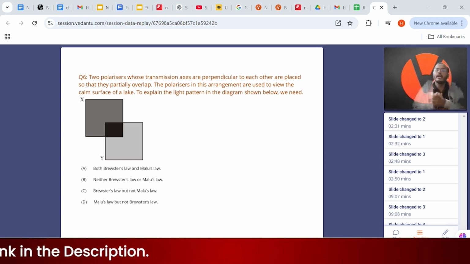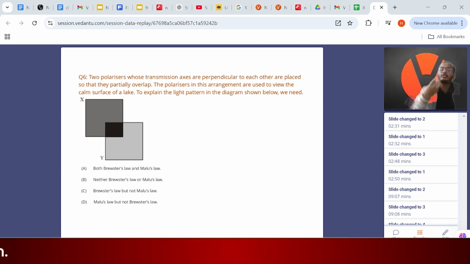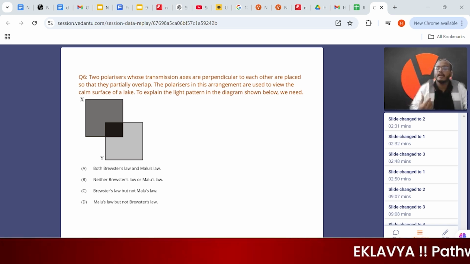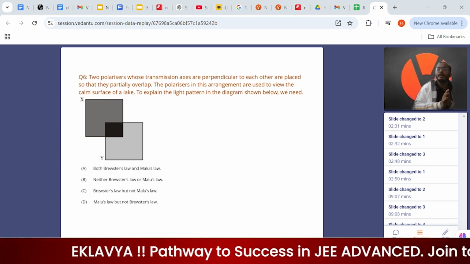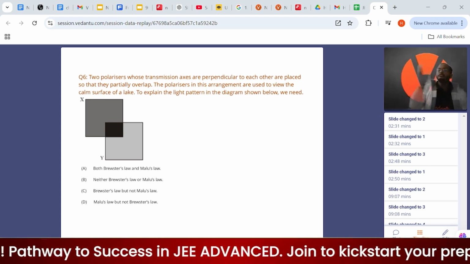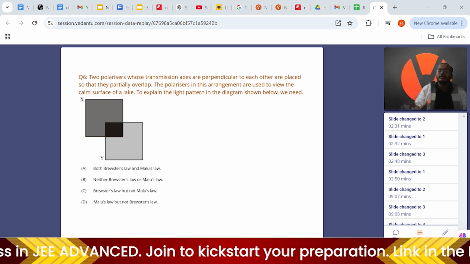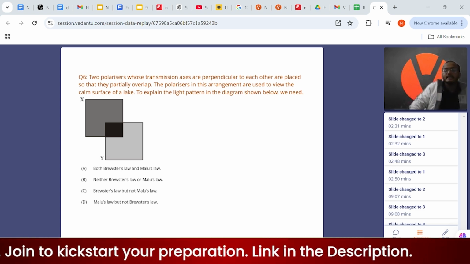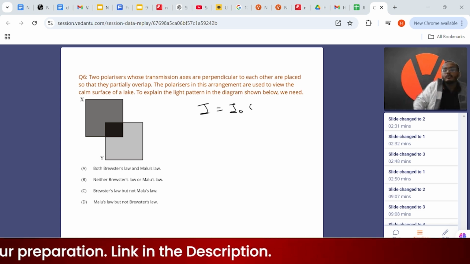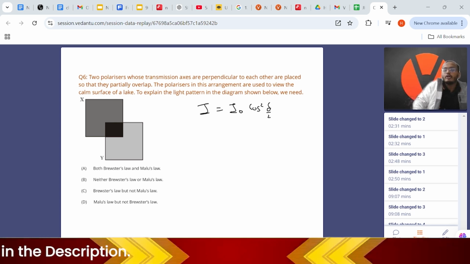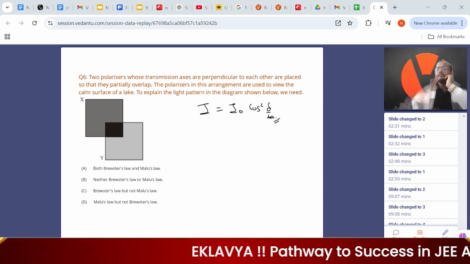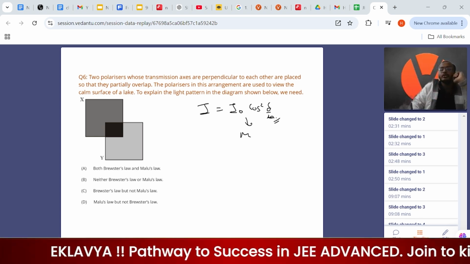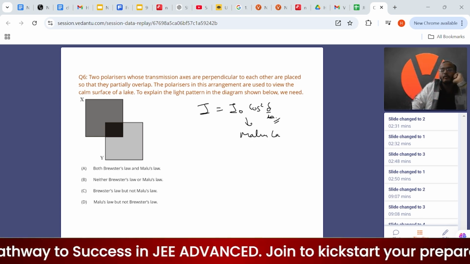Second, we need that the light that we are getting should be completely polarized and it should not lose its complete intensity, because you know when a light goes through the polarizer, it loses its intensity. And what's that intensity formula? I is equal to I naught cos square delta by 2, right? So that's the formula for the intensity. This is known as Malus law.